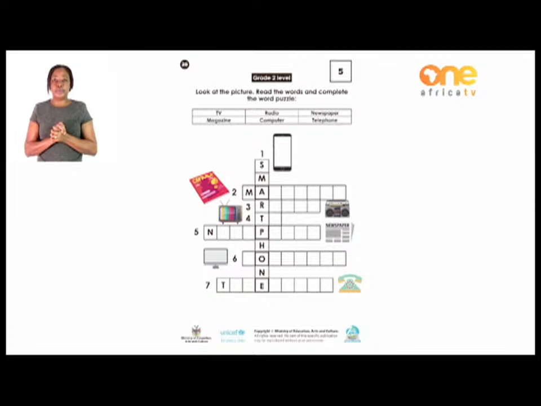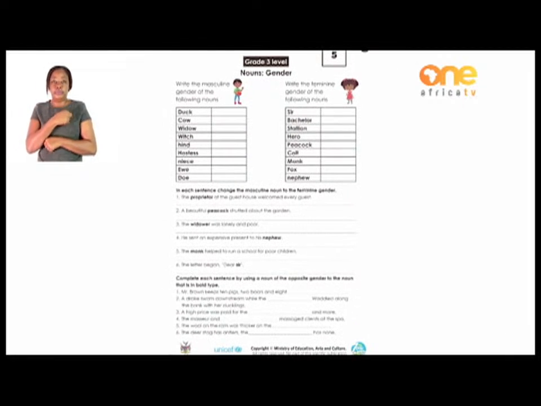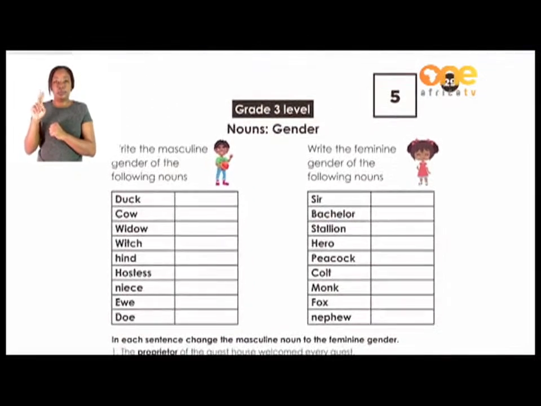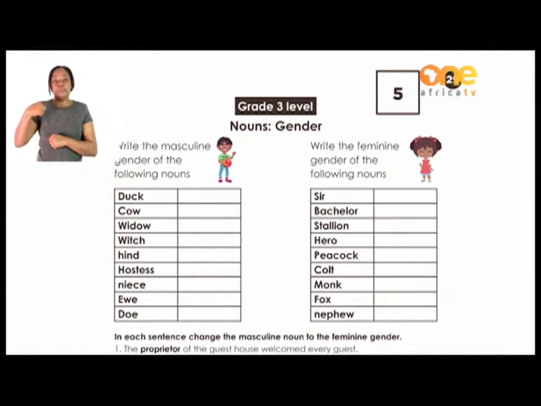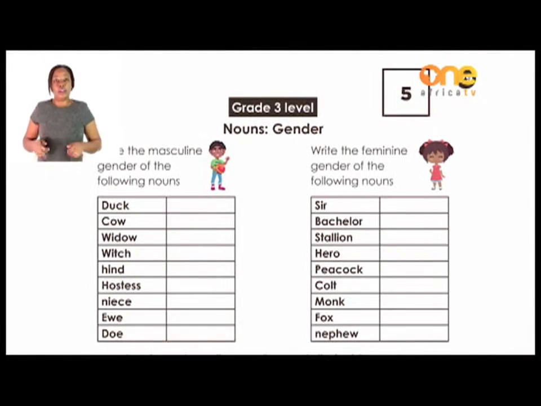Now I'm going to take the grade 3s over to page 29. Okay, so on page 29, we are going to look at gender. What is gender? Gender is the state of being male or female, whether you are a girl or you are a boy. That is what we call gender. All right. So now let's look at the words that are following.